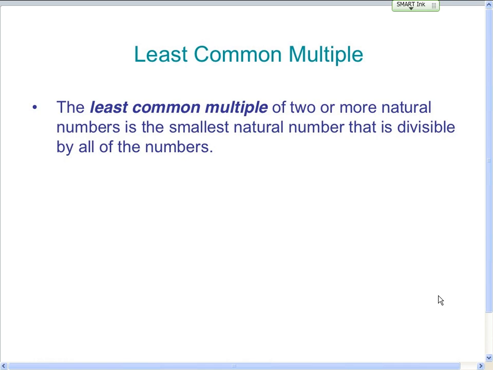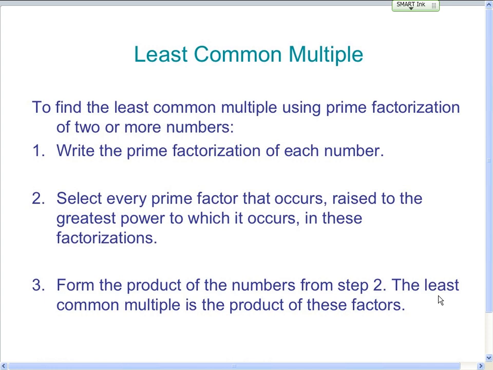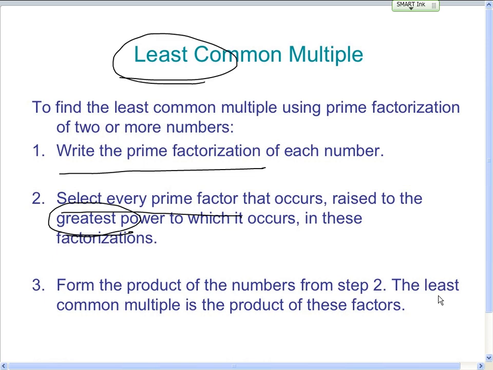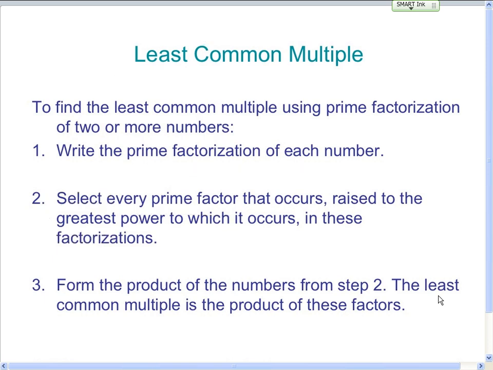The least common multiple of two or more natural numbers is the smallest natural number that is divisible by all of the numbers. To find the least common multiple, again, you find the prime factorization. You take every factor, not just the ones that they have in common, raised to the highest power. So least common multiple, greatest power. And form the product of these numbers.